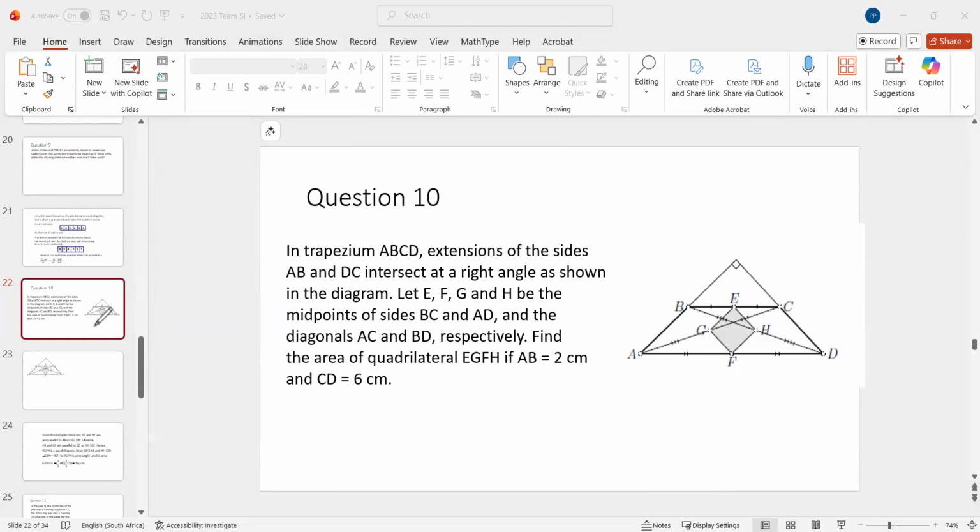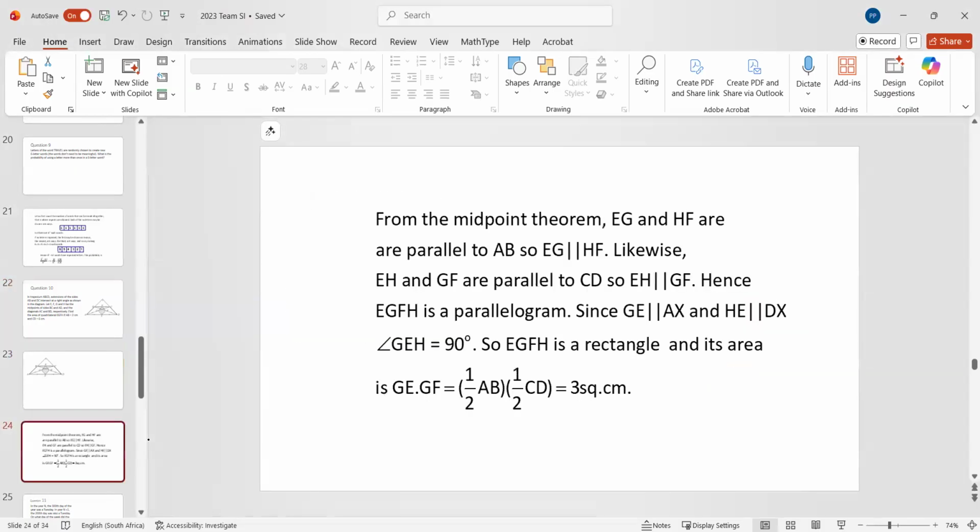Clear the drawings. And I'll just look at the solution which I worked out, and that is true. Right at the bottom, you see that the area is 3 square centimeters. Okay, so let's just get on to the next problem.